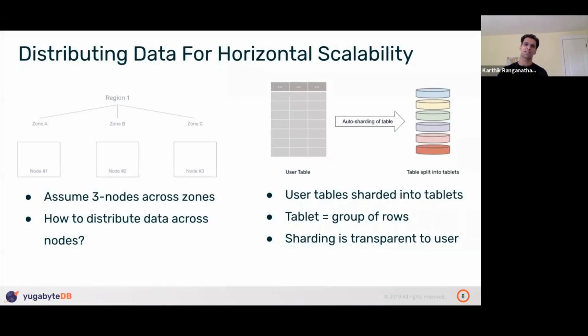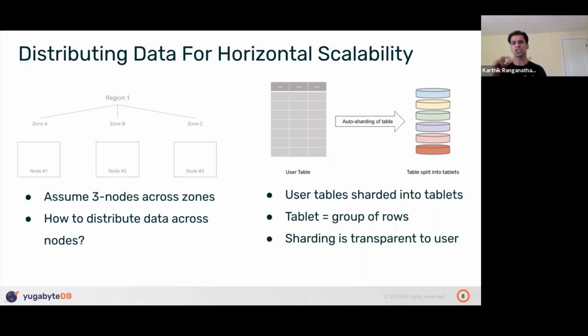So the basics, right? Firstly, we want to distribute data across zones, regions, clouds, whatever it is. So let's assume that you have 3 nodes across 3 fault domains, whatever they are, and you now have to distribute data across these 3, right? So the first thing is you have a logical user table, which has a bunch of rows. The table is transparently and automatically sharded by the database, so the user is not aware of this. Into tablets, or the user can influence how the table gets sharded, but it's done transparent to the user, right?